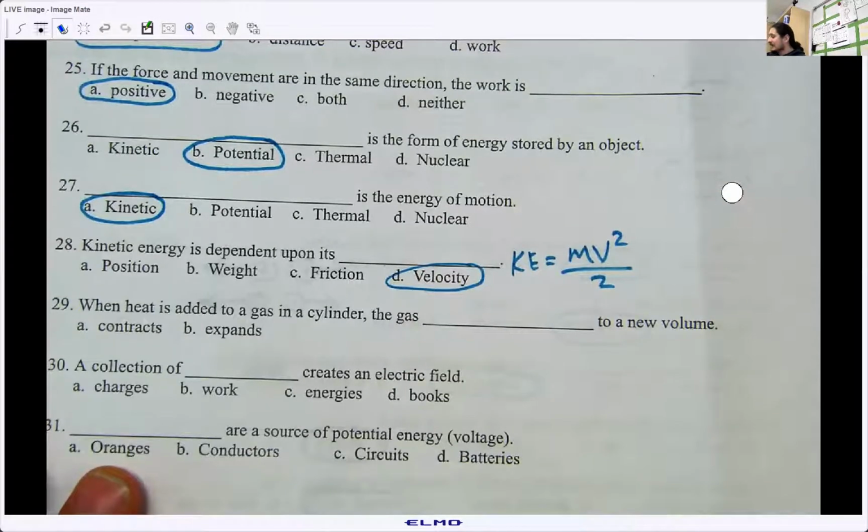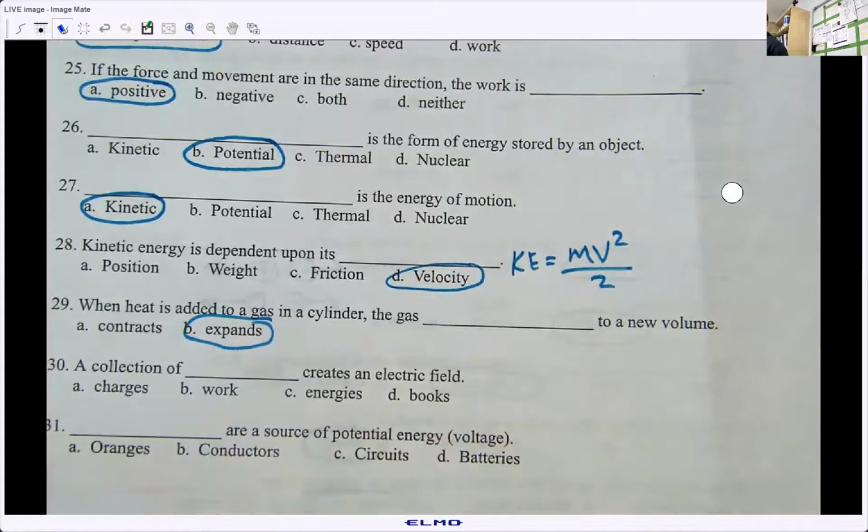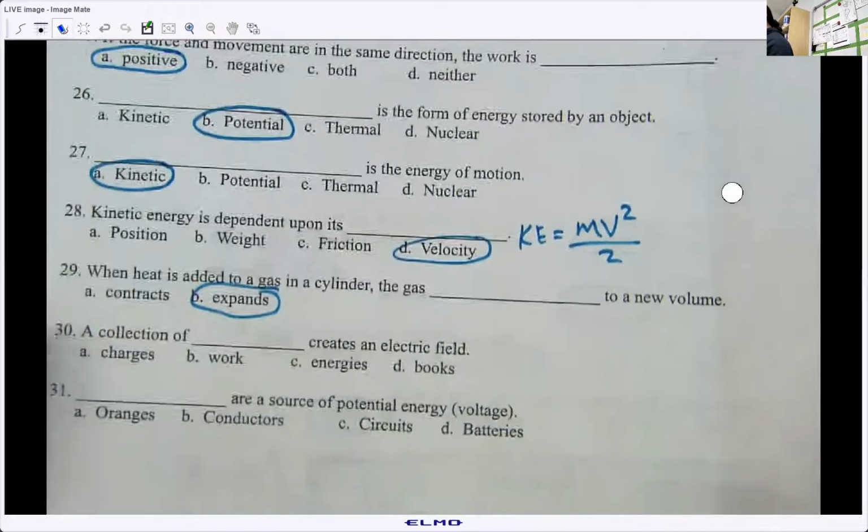When heat is added to gas in a cylinder, the gas will do what? Well, what did we just say happens to things when they heat up? They expand. Exactly, they expand. So the gas is going to expand. The molecules move faster, and so it expands.